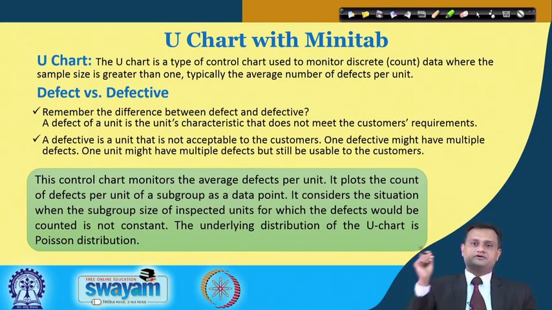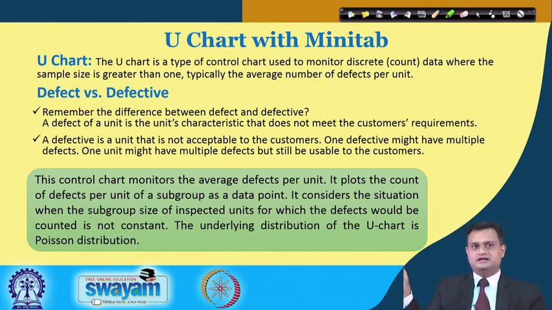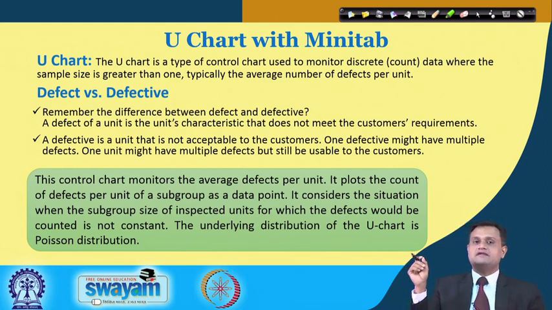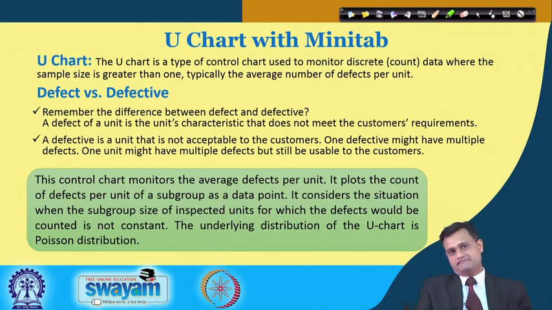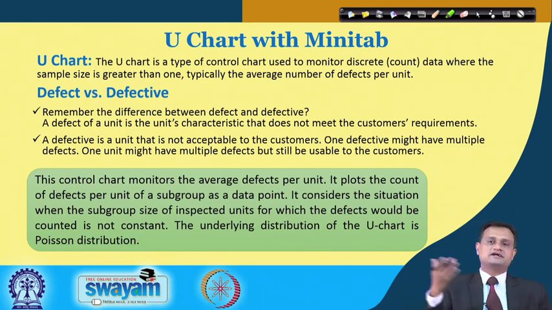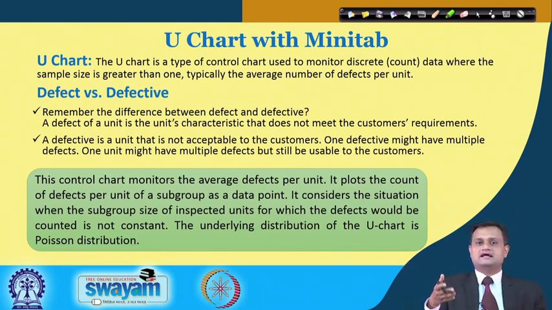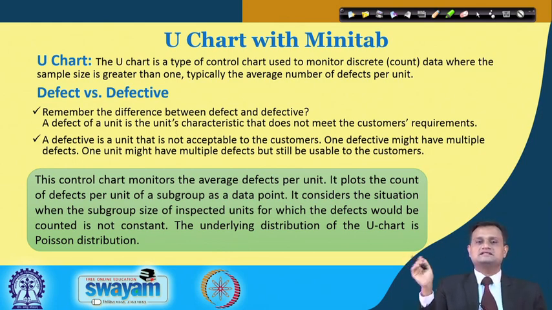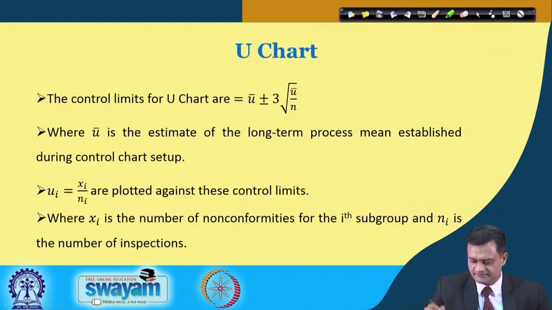A defect of a particular unit is the unit's characteristic that does not meet customer satisfaction. When I say defective, it is a unit that is not acceptable to the customer, and one defective might have multiple defects. Take the example of textile cloth, where you take a sample of 100 square meters, and you will find many defects like faded color, thread coming out, or tearing of the cloth. Each one is called a defect, and if you declare this particular sample as rejected, then it is defective. This part we can very well appreciate.